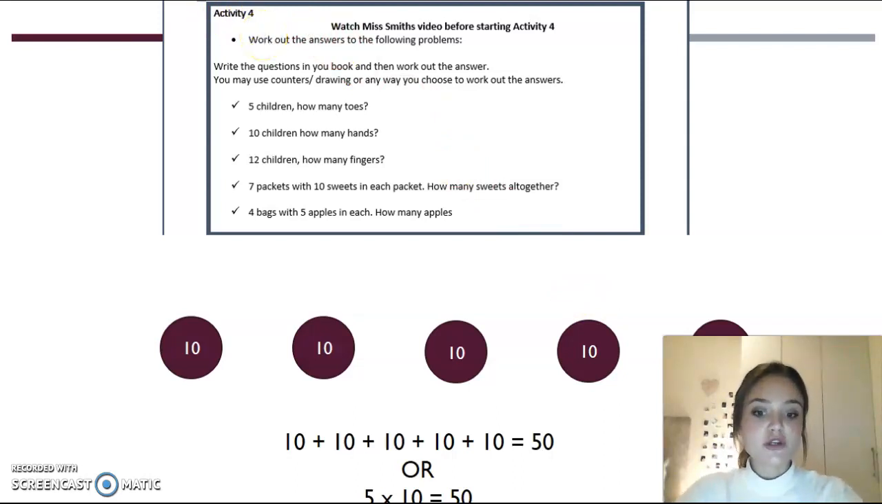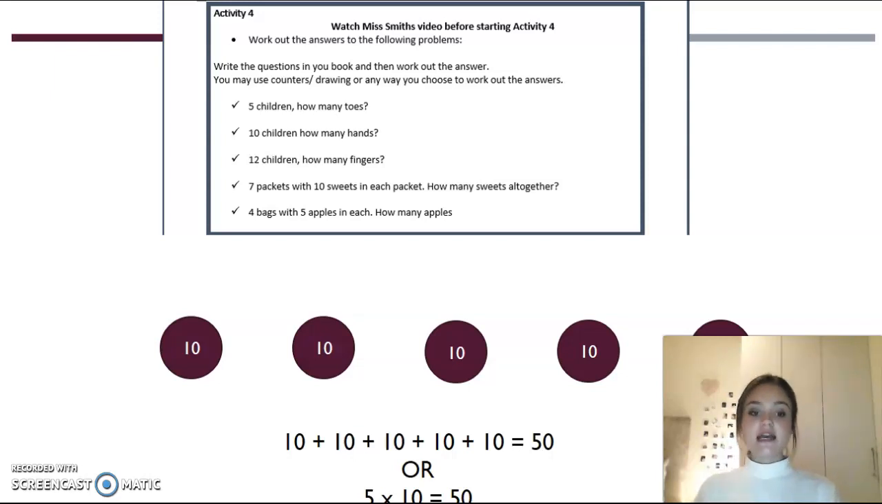The sums you are used to is 5 monkeys, how many ears? 3 lions, how many tails? Don't let this confuse you. This is exactly the same. 5 children, how many toes? So I would put 5 children in front of our class, and then I would say to you, how many toes does one child have? We all have 10 toes, hopefully.